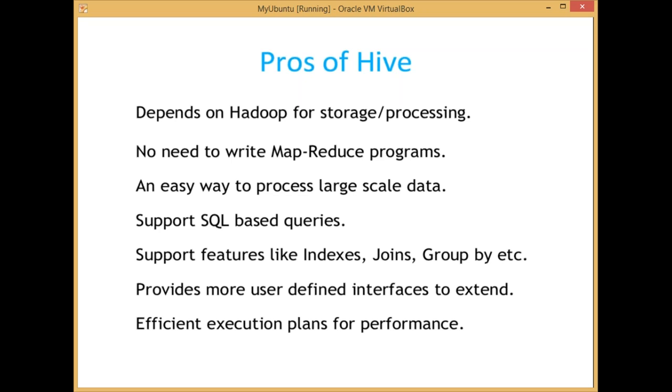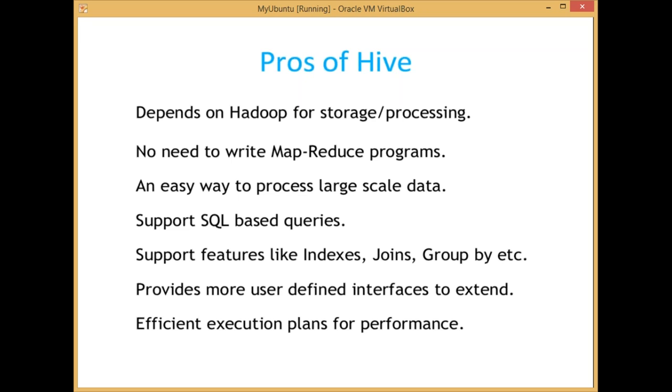The more interesting part is no need to write MapReduce program. The people who are coming from non-Java background and earlier they had to struggle with MapReduce programming, I think those people will be quite happy to know that in Hive they don't need to struggle with MapReduce programming. They can write the SQL queries which can be easily converted into MapReduce job. That means Hive will be writing a MapReduce program for you, and ultimately you can execute that job on Hadoop cluster. So it's an easy way to process large scale data.